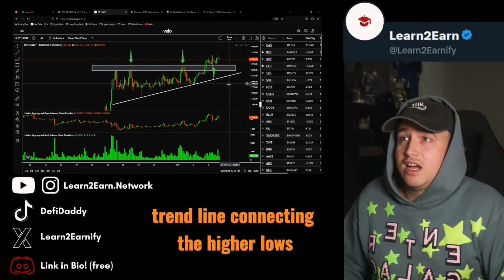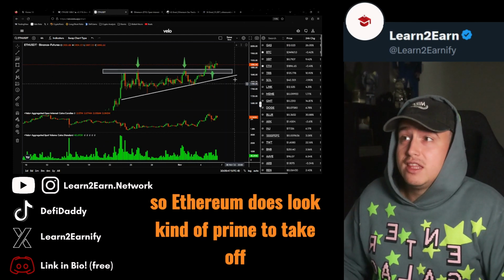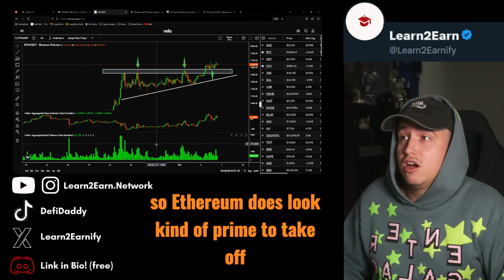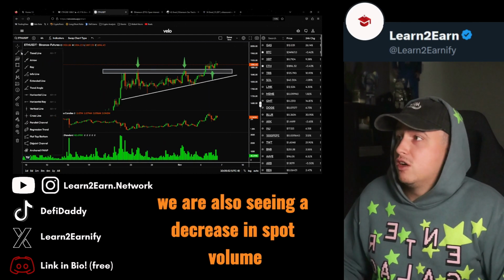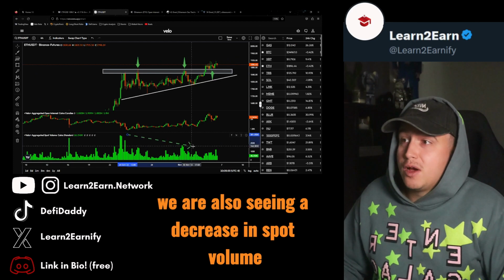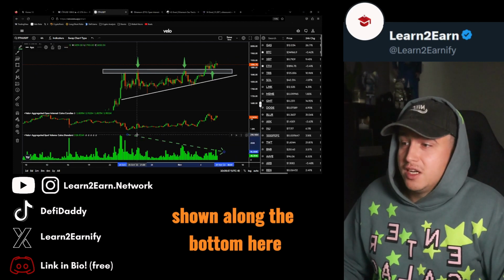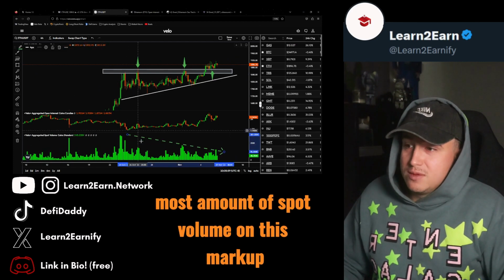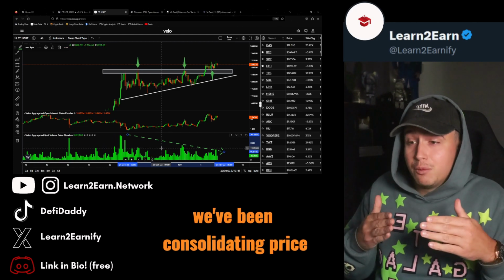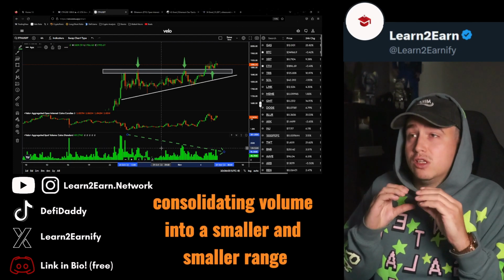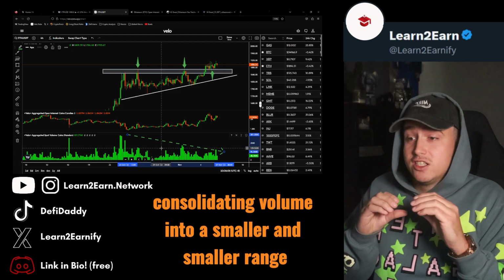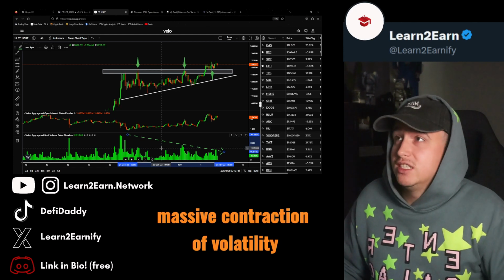Trend line connecting the higher lows. So Ethereum does look kind of primed to take off. That being said, we are also seeing a decrease in spot volume shown along the bottom here. Most amount of spot volume on this markup, and since then we've been consolidating price, consolidating volume into a smaller and smaller range. Massive contraction of volatility.